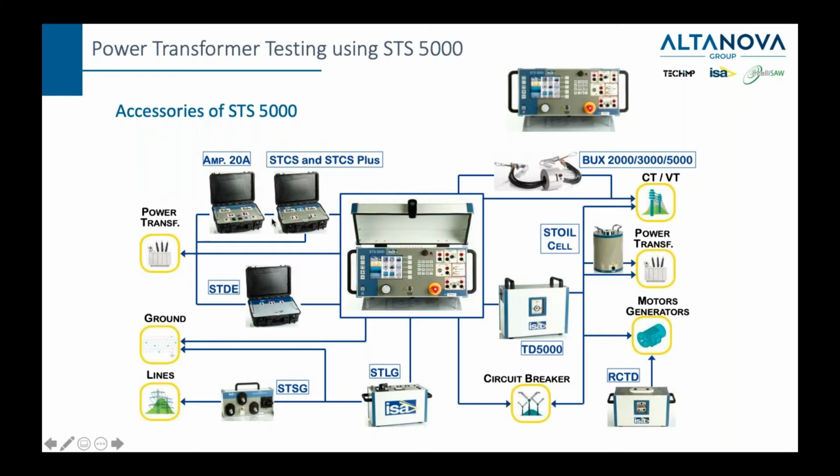So when you do, for example, winding resistance or ratio test, if you own an STCS or STCS Plus, you can do it much quicker. But if you want to do demagnetization, you cannot do demagnetization without STDE. The same with tan delta. TD5000 is necessary to do a tan delta test.